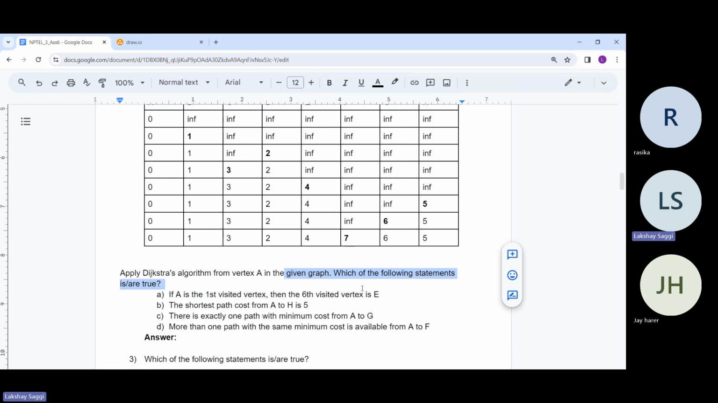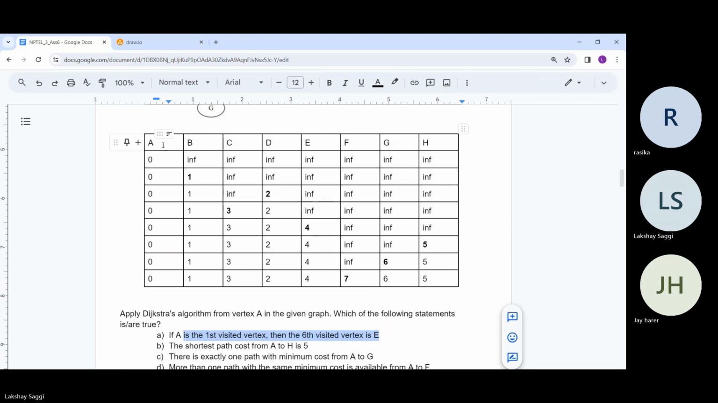I hope everyone understood. And now we need to answer the following statements. If A is the first visited vertex, then the sixth visited vertex is E. We know that A was the first visited vertex because it was at a distance of 0. So let's see what the sixth visited vertex was. Basically, in the sixth row, which was the vertex which I marked as bold. A was the first visited, B was the second, D was the third, then C was the fourth vertex, then E was the fifth, and H was actually the sixth vertex.